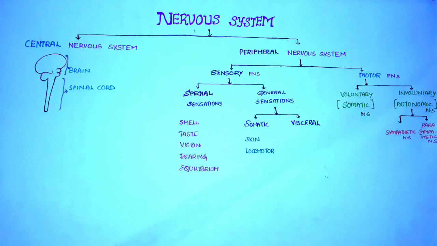The motor peripheral nervous system is further divided into the voluntary or somatic nervous system and the involuntary or autonomic nervous system. Voluntary means which is under our control, and involuntary means which is not under our control. And the involuntary motor peripheral nervous system is further divided into the sympathetic and parasympathetic nervous system. The sympathetic nervous system is activated during stress and the parasympathetic nervous system is activated during relaxation.